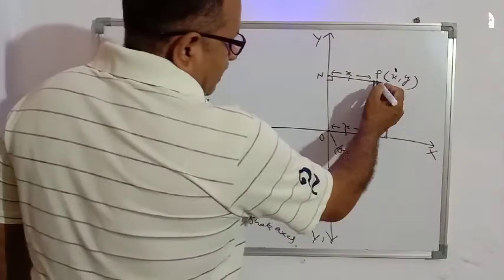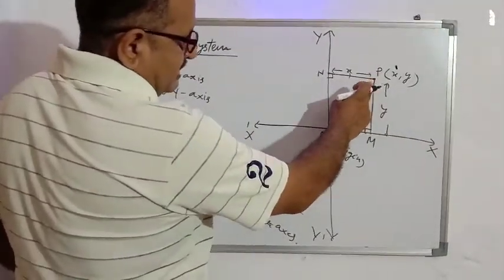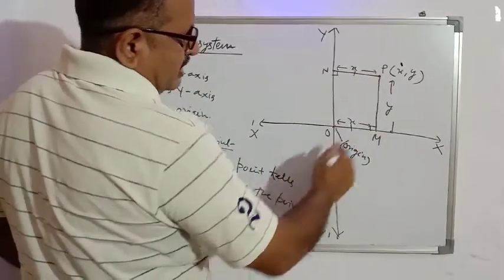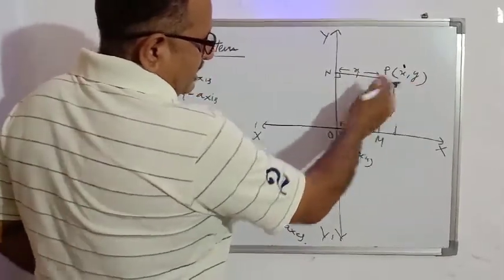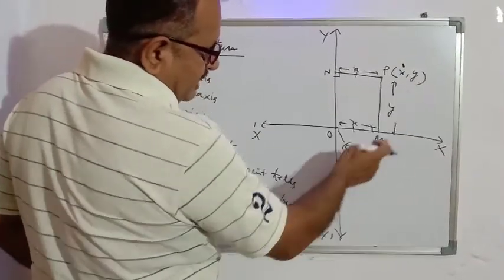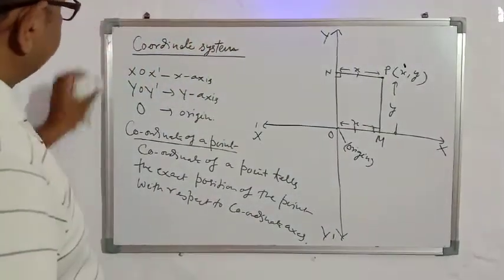So what does the coordinate of a point tell? Coordinate of any point tells its distance from x-axis and y-axis. The first component x tells the distance from y-axis and second component y tells the distance from x-axis. So we can write it.